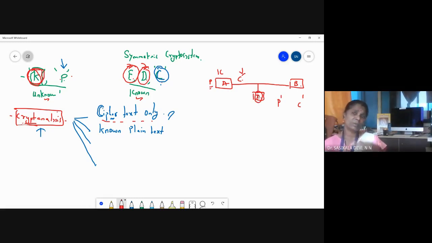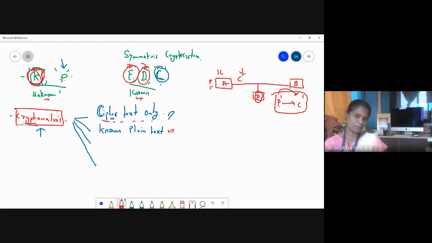Dark might have collected some extra data from others. So P prime is another plain text which is available, and for that plain text the equivalent ciphertext is also available. It need not be a single pair; we may get more than one pair also. This extra data is exploited by Dark to recover K or P. Okay, so this is known as the known plain text attack.